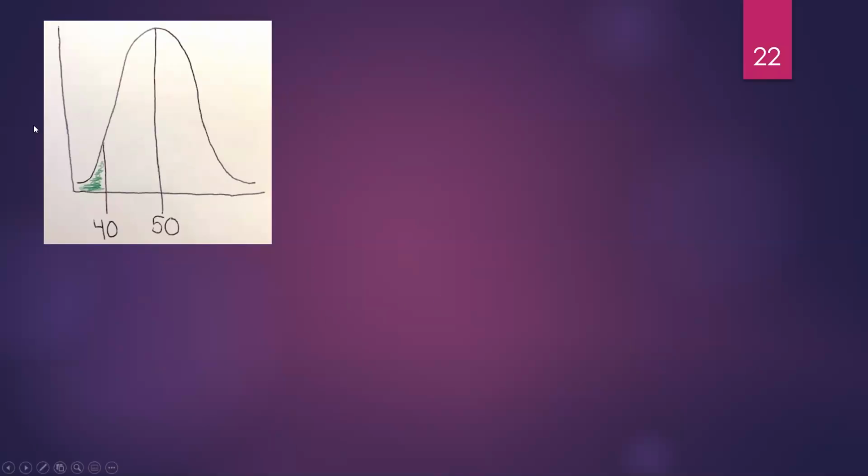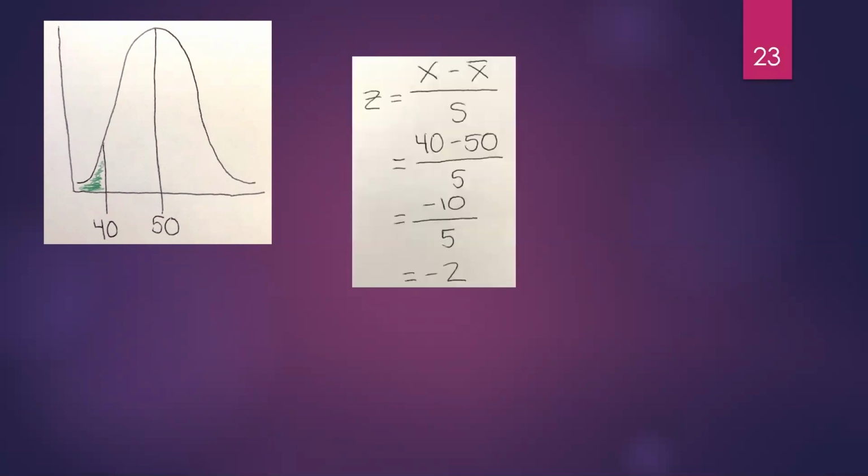Here, less than 40, we shade in whatever color you like. Next step is to calculate our z-score. So our z-score formula is x minus x bar divided by the standard deviation. Here, the x we're trying to find for is our 40. The 50 is our mean, and a standard deviation of 5 is given to you as part of the problem. This gives us a z-score of -2.